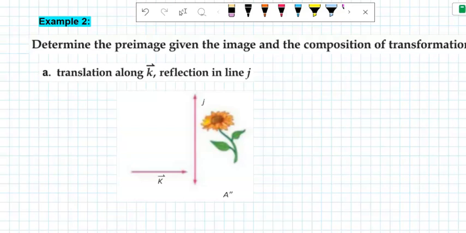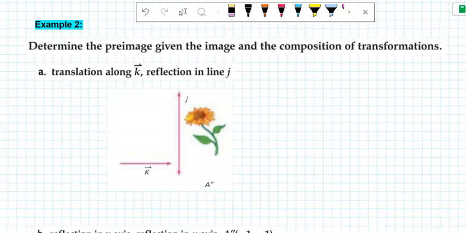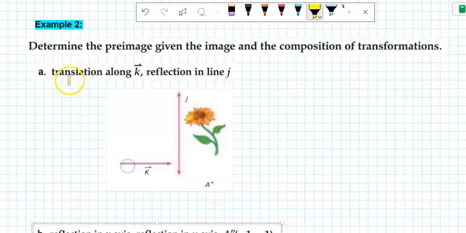Let's do this one. We'll talk about this one and then maybe we can do part B in class. So instead of going in the order that we were told, we have to work backwards. This shape originally was translated and then reflected. So we need to undo the reflection and then take care of the translation. We have to go backwards when we're undoing this.